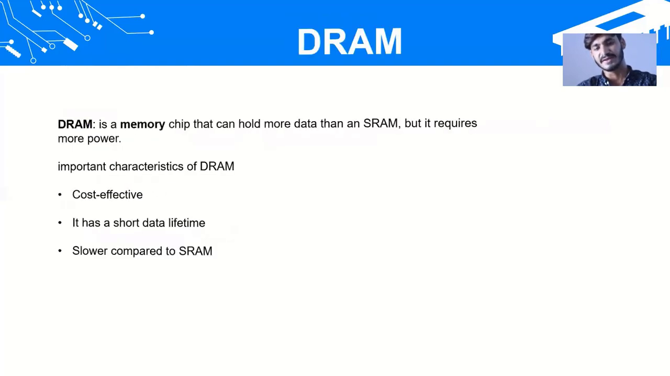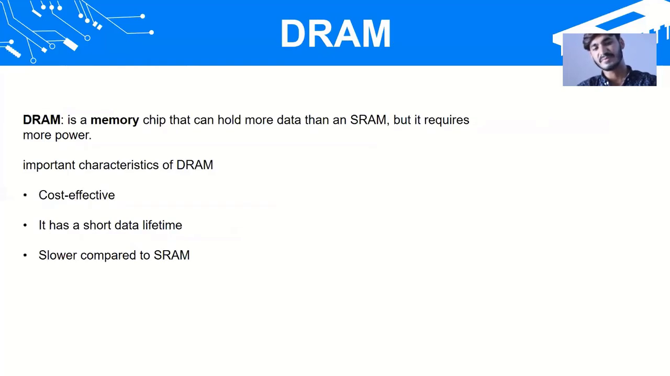And now DRAM. DRAM is a memory chip that can hold more data than SRAM, but it requires more power. Important characteristics of DRAM: it is cost effective, it has a short data lifetime, and it is slower compared to SRAM.